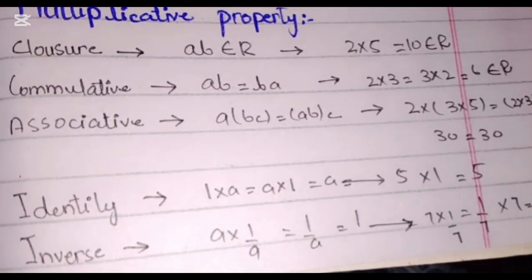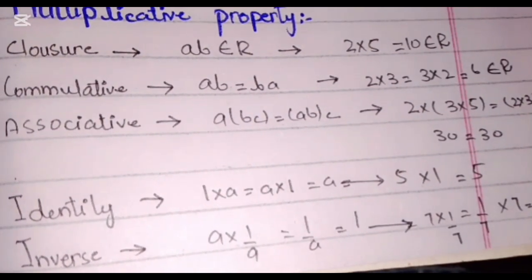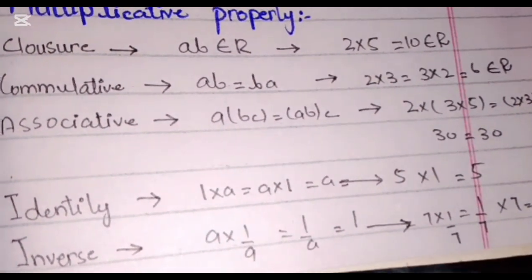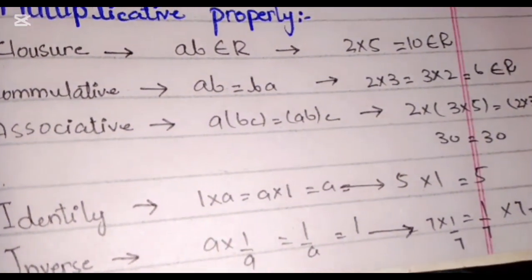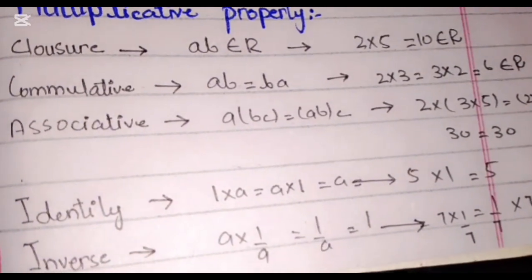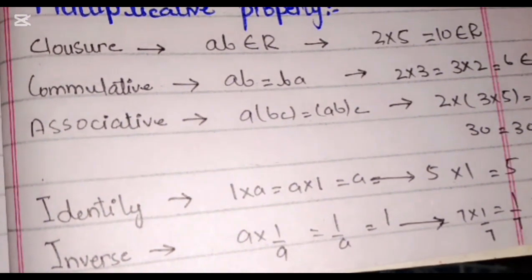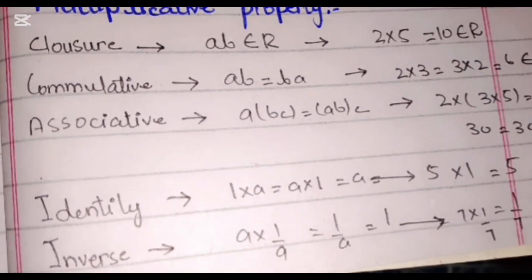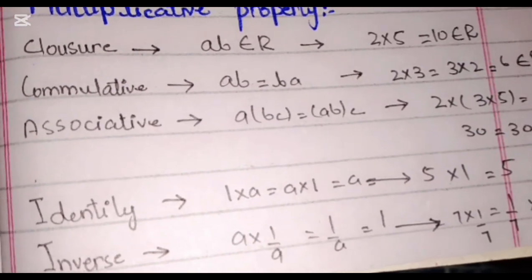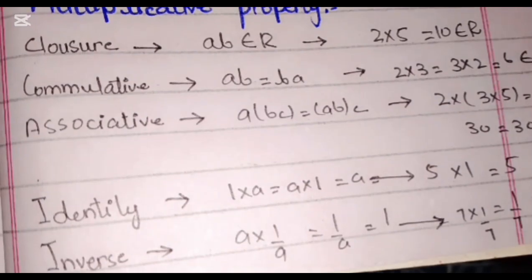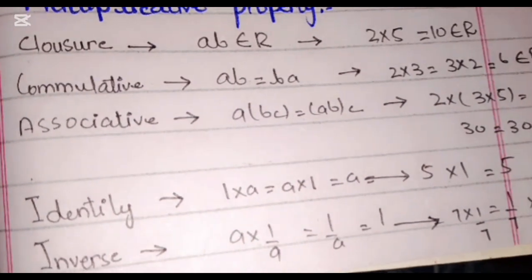In the identity property we multiply the number by 1. Remember one thing, the number is not multiplied by 0 as we add 0 in the additive identity, because when we multiply 0 with a number we get the answer 0. So remember, we multiply the number with 1.